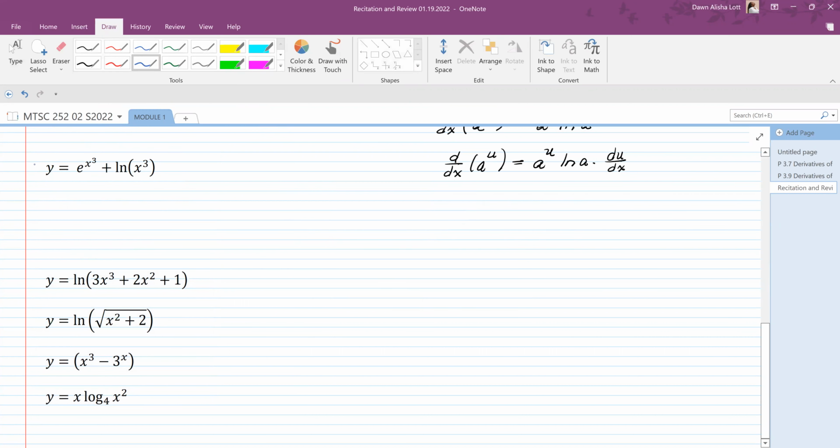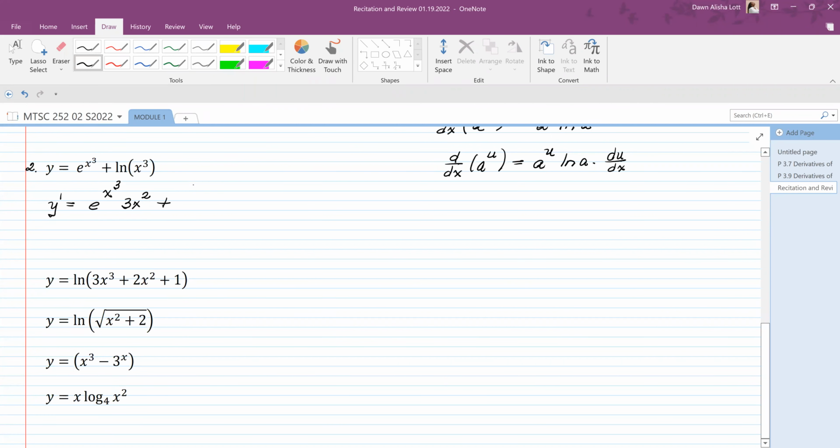Okay. So first, I took the derivative of e to the x to the third, which I found to be e to the x to the third times 3x squared. Where did 3x squared come from? It came from the exponent of e, because the derivative of x to the third is 3x squared. Perfect. And then your next piece. And then plus the derivative of natural log of x to the third, which I found to be 3 over x.